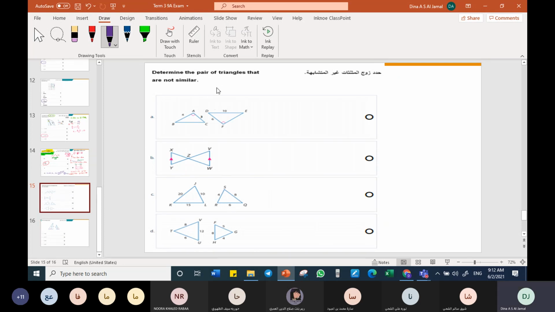Determine the pair of triangles that are not similar. Pay attention. So, what did I say about the similarity? Your angles will be congruent, which is AA similarity, and the sides will be proportional, which is SSS similarity. Okay, now let's have a look. I will be checking each of them. So pay attention with me.